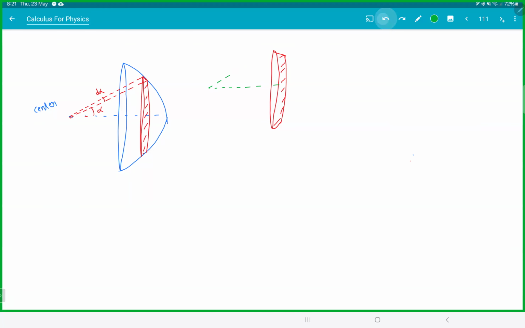So this was the radius r. This was angle alpha. And this was a small thickness d alpha. So this width will be r d alpha, the arc length. This will be r sine alpha. Now if you cut it and open this, you will get again a rectangle. The story is always the same.